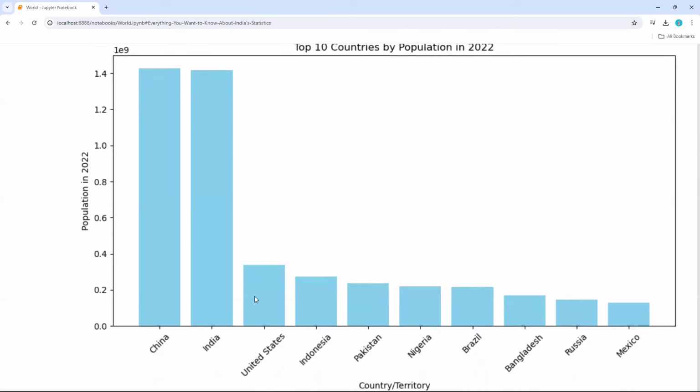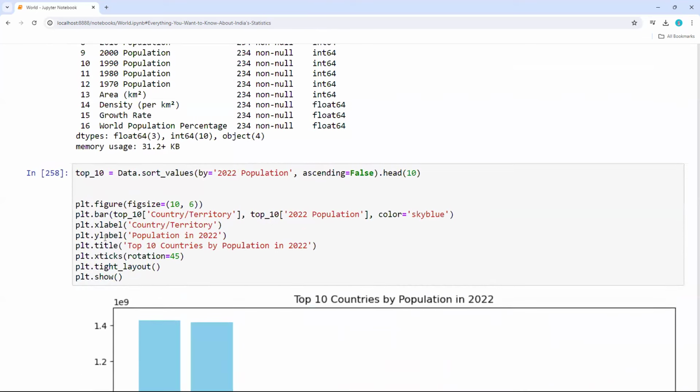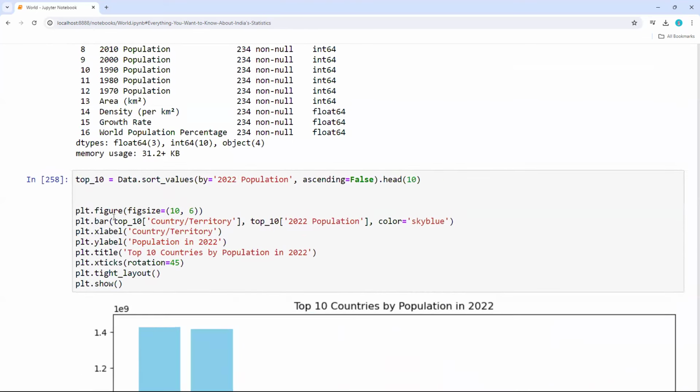And you can see, followed by United States around 30 or 32 crore, and Indonesia also close to 30 crore, then Pakistan, Nigeria, Brazil, Bangladesh, Russia, Mexico. So this is how you can look at the top 10 countries data. Here I just used a bar plot. I plotted a bar plot with the top 10 countries.